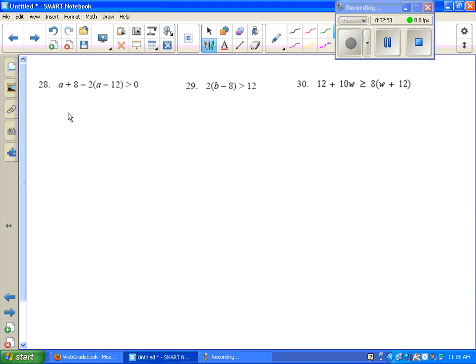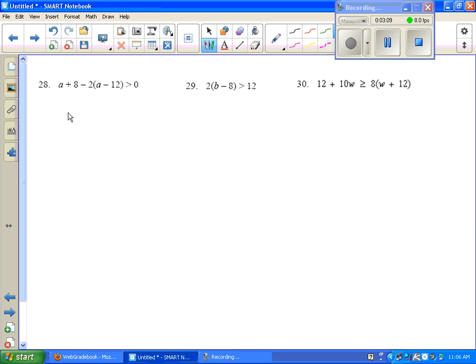Number 28 says a plus 8 minus 2 times a minus 12 is greater than 0. So we have to simplify using our order of operations. Please excuse my dear Aunt Sally. We would do it inside parentheses first. We can't put a minus 12 together because they're not like terms.